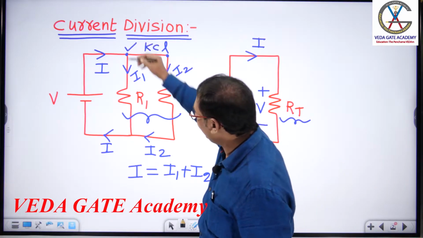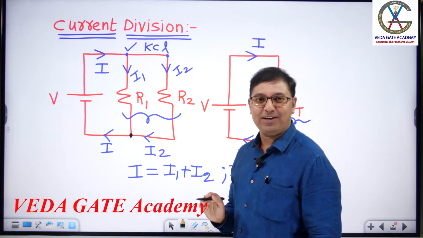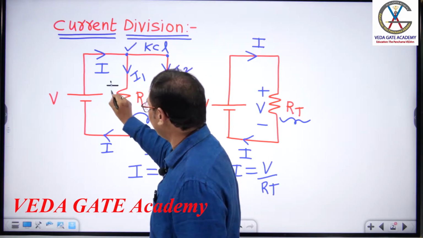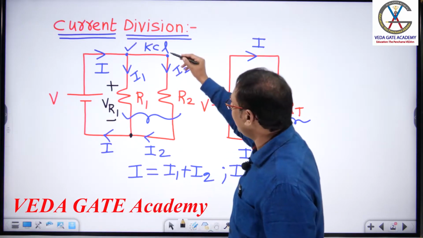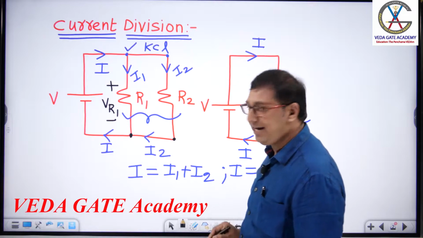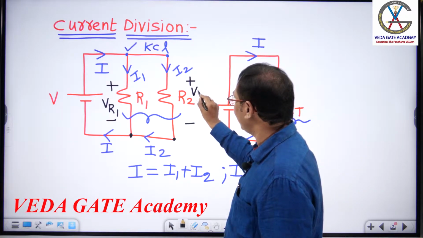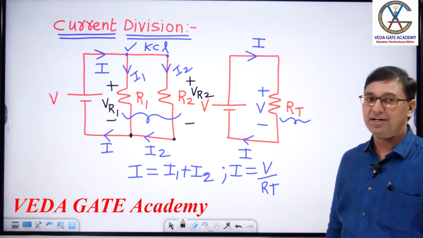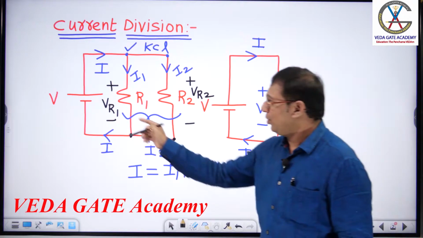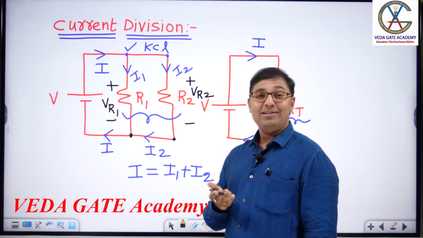When current flows from this point to this point, some work is done in transferring the charge. Let us call that work VR1. Similarly, when current flows from this point to this point, some work is done in transferring the charge. Let us call that work VR2. What is the value of VR1? V. What is the value of VR2? V.